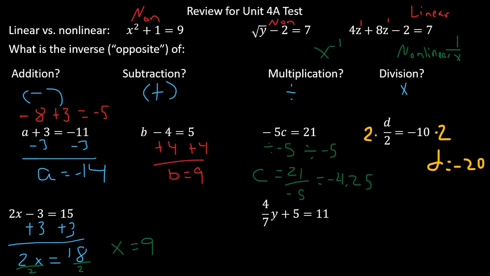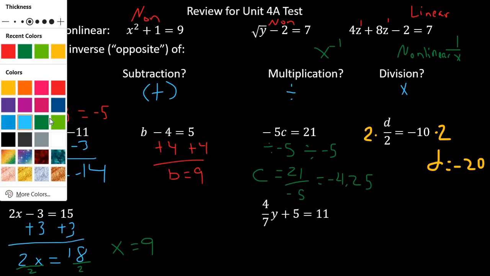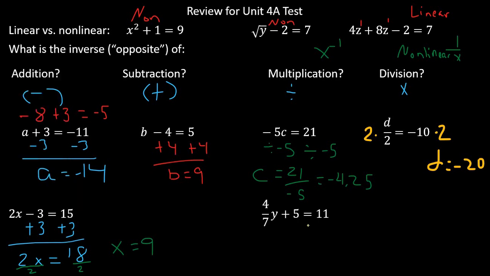The next one on here, we get rid of the stuff that's on the same side of the letter. Let's switch colors here to go to a green. Make it a little bit bigger. Same stuff, get rid of the stuff that's on the same side of the letter, but not touching it. That's the positive 5. So we're going to subtract 5 on both sides.